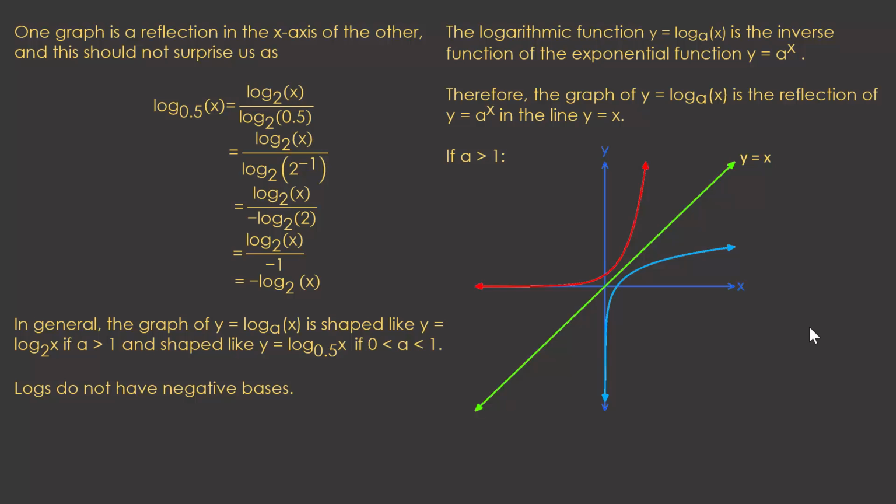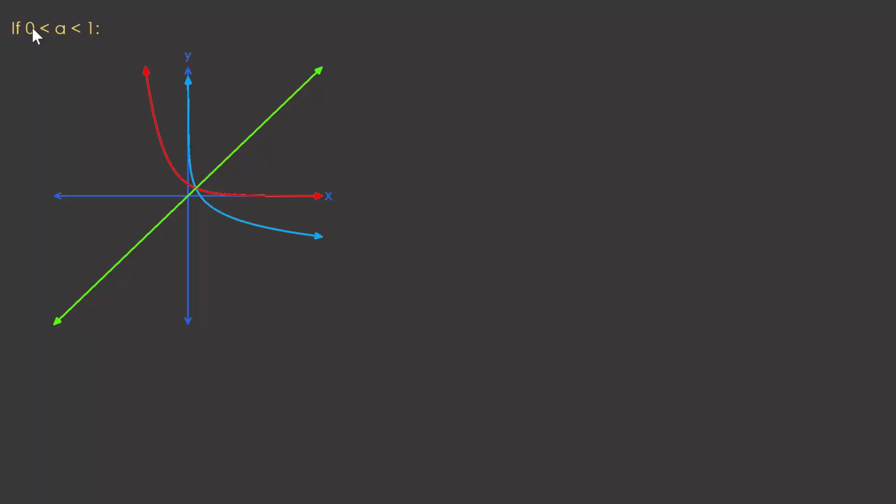This is the line y equals x. This is y equals log to the base a of x. And this is y equals a to the x. And we can clearly see that there's a reflection across y equals x as the mirror line. If a is between 0 and 1, the picture looks more like this. Y equals x again. This one is the logarithm. And this one here is the exponential. But remember now, a is between 0 and 1. So it's a fraction like 0.6, say.